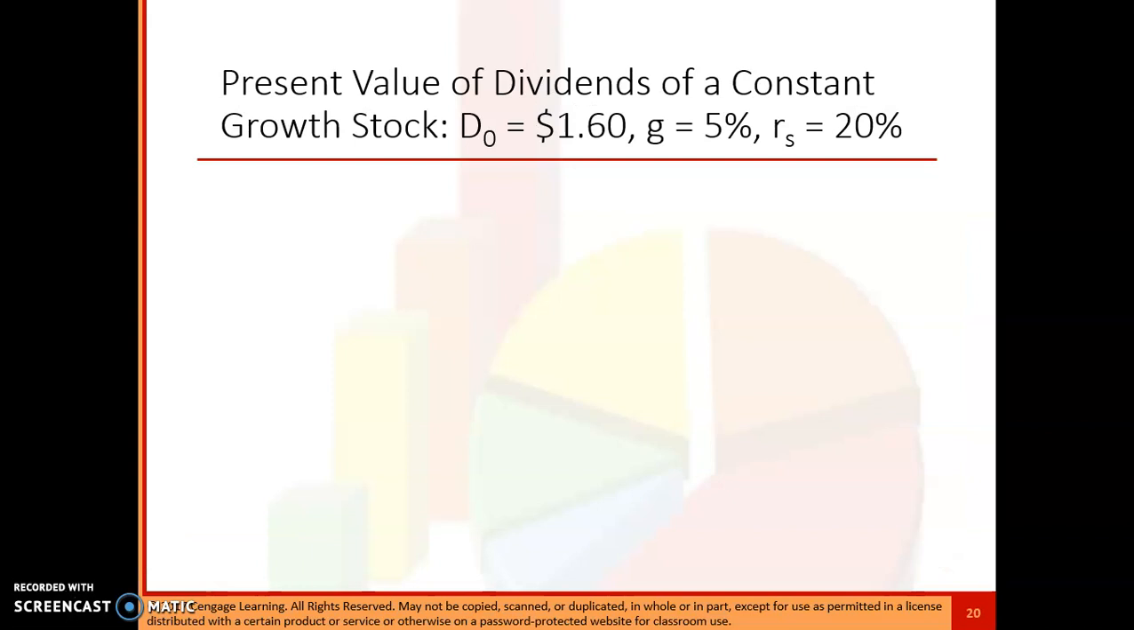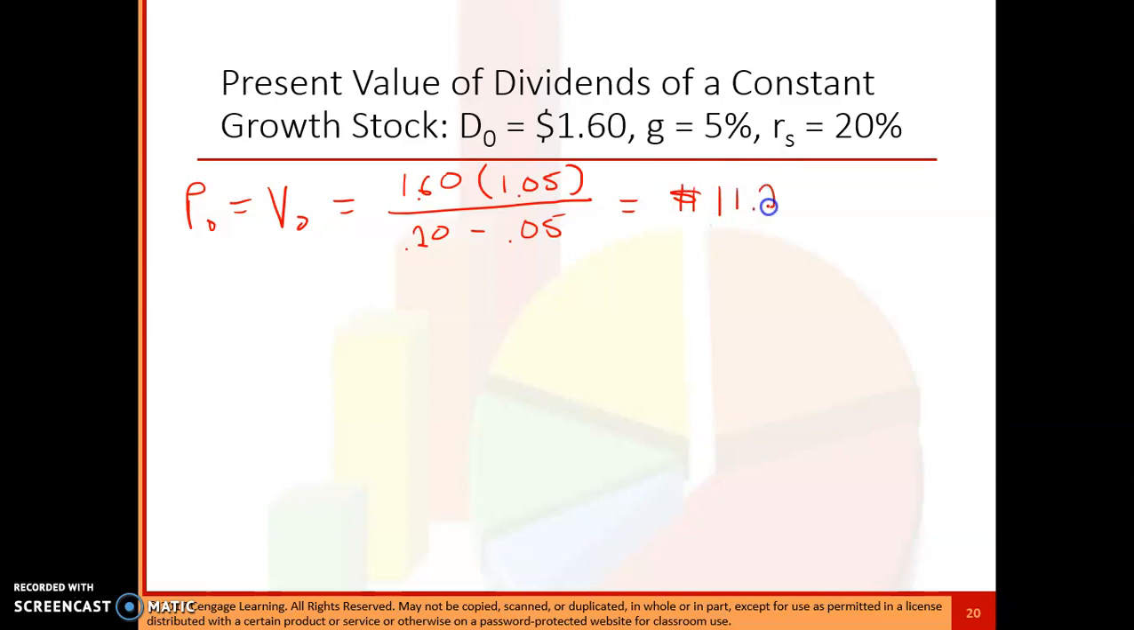So P0, which can also be V0, either one of them, equals $1.60, or 1.6 times 1 plus 0.05, or 1.05, divided by R minus G. So that's 0.20, R, the required rate of return, minus 0.05, and calculate that out, and you should get a value of $11.20.